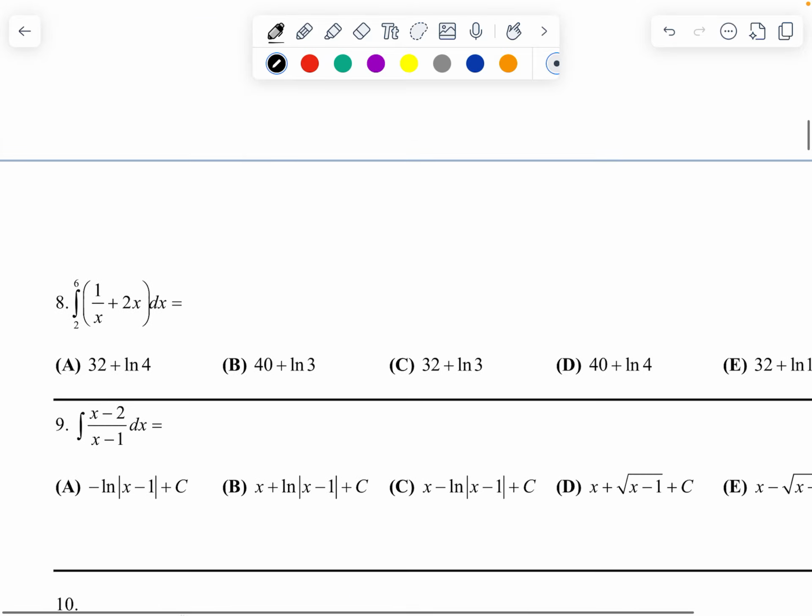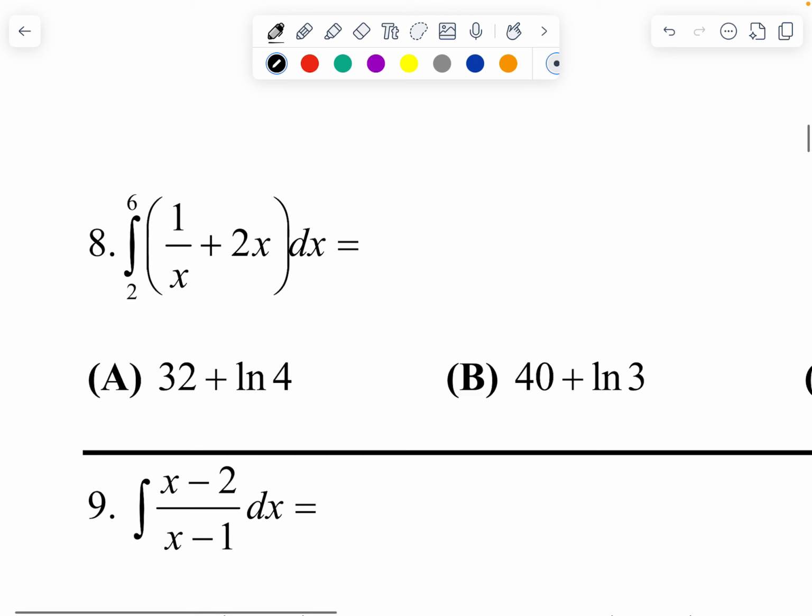Okay, so for number 8, if you look at this one, you don't need to do any u-subs on this. This is just a regular integral because I don't see anything too complicated. So what's the integral of 1 over x? That's ln of absolute value of x. And then the integral of 2x is 2x squared.